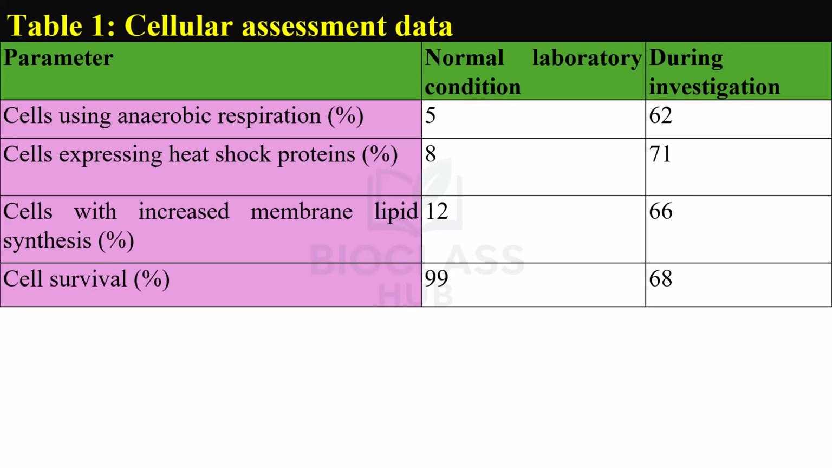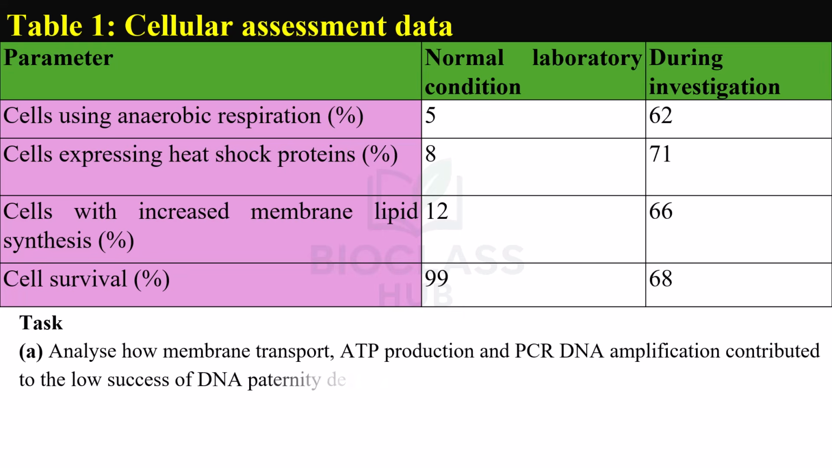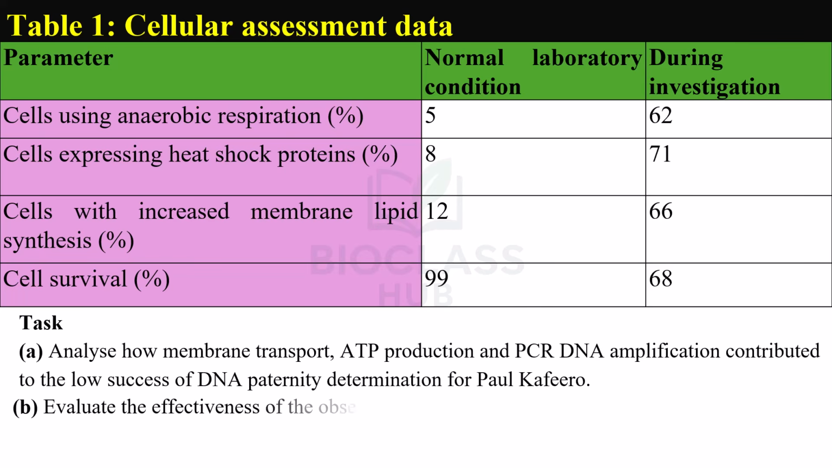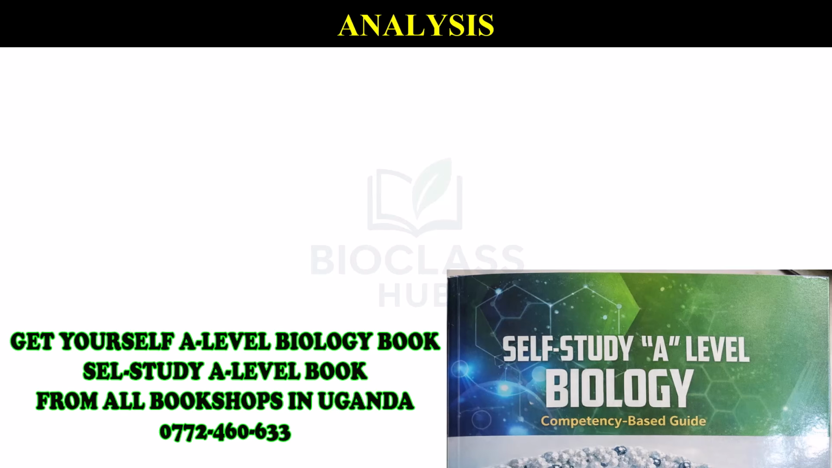Let us analyze the table. The table shows cellular responses for survival. Pause and analyze. Task Part A. Analyze how membrane transport, ATP production, and PCR DNA amplification contributed to the low success of DNA paternity determination for Paul Kafeero. Part B. Evaluate the effectiveness of the observed cellular survival responses in enabling cells to survive under the laboratory conditions. Analysis. As usual, what happened, why it happened, and how.